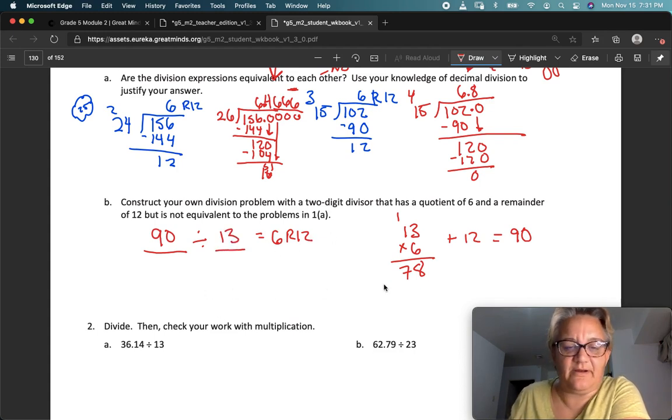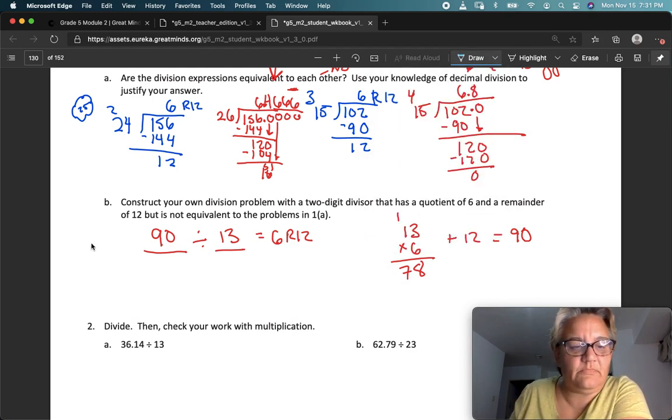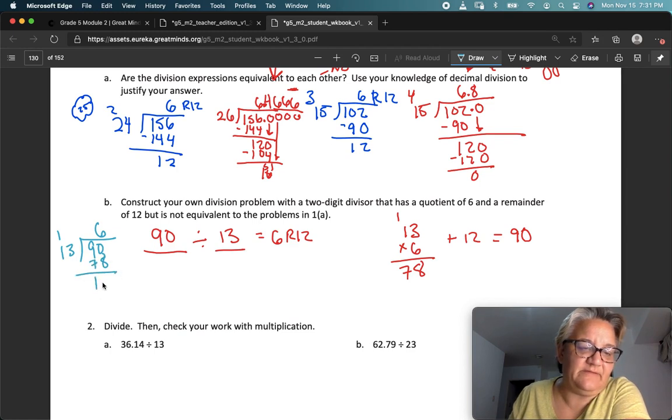And I can check that work, which is the opposite of this multiplication work. Let me change colors again. 90 divided by 13 is 6. That's 78. Carry the 1 is 7. And that's going to give me a remainder of 12. Okay, remainder 12. So 6 remainder 12, it's another one, but it's not the same either.